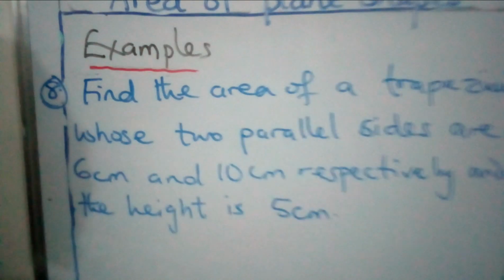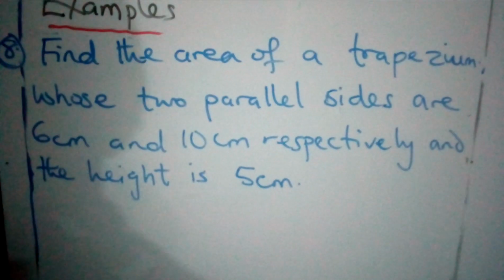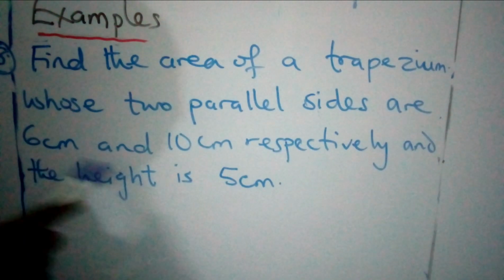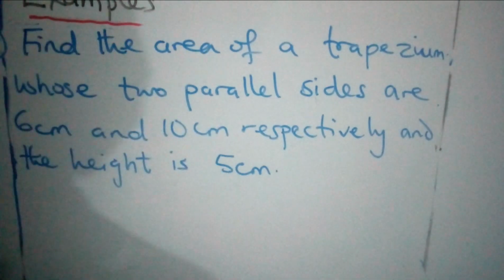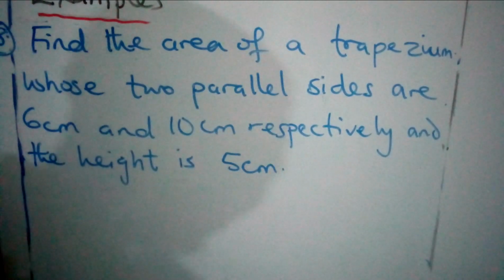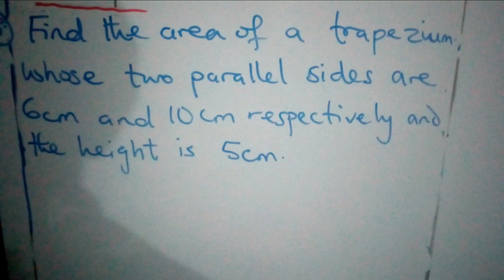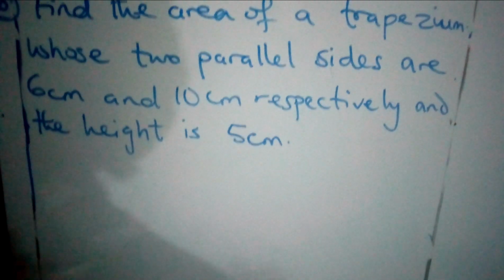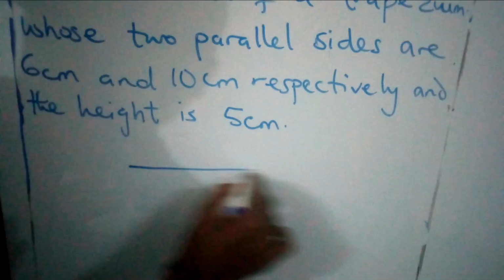Okay, we're looking at example 8, and this will be the last example for today. Find the area of a trapezium whose two parallel sides are 6 centimeters and 10 centimeters respectively, and the height is 5 centimeters. Of course, you understand the shape of a trapezium. In case you don't know it, it's still in your table, in your note. So I would like to draw this trapezium, then identify the dimensions, and we'll find the area of the trapezium.